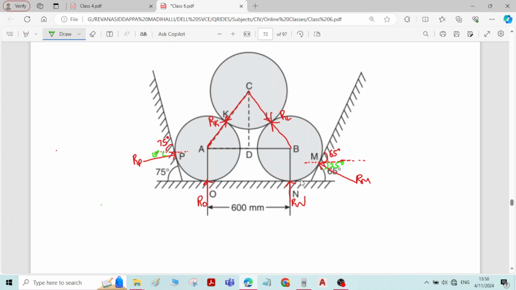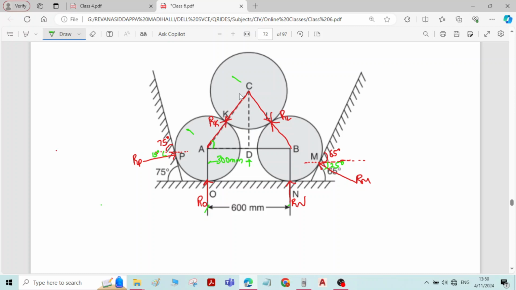Then coming to the horizontal inclination of RK. RK that we have to find. Here the overall length from here to here is 600 mm. Therefore length AD will be 300 mm. Now you got length AD. You can also find length AC. Length AC will be equal to what?